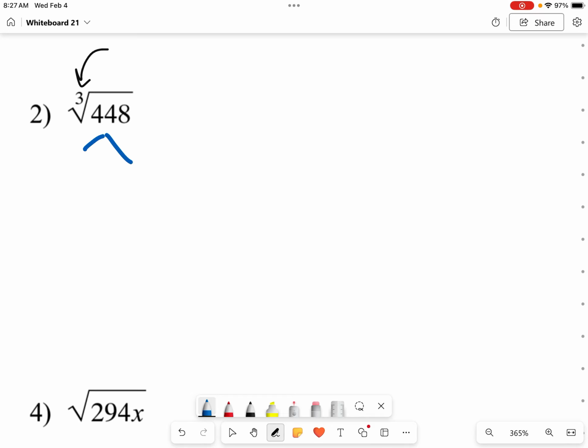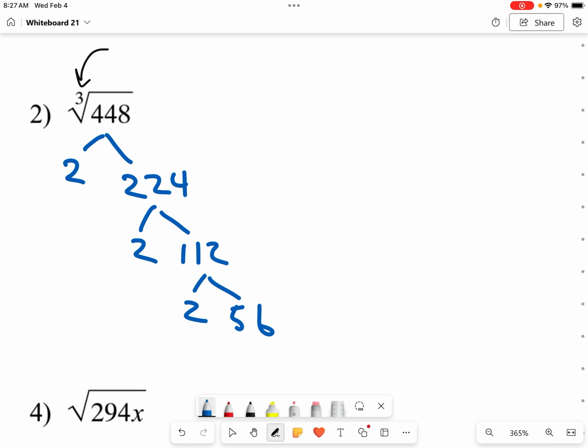We're going to look for 2 numbers that multiply to equal 448. I know we can divide that by 2, and we get 224. This one is also even, so we can divide that by 2, and we get 112. 112 is also divisible by 2 here, so we get 56. 56 is also divisible by 2.